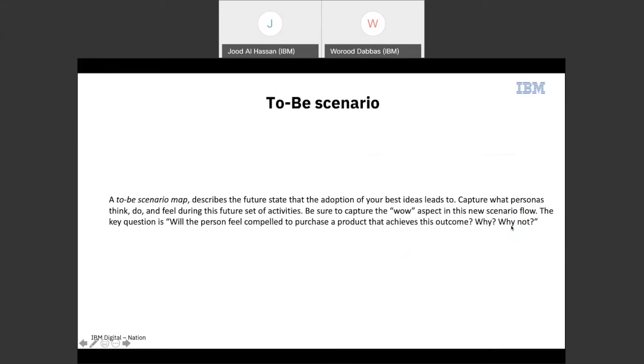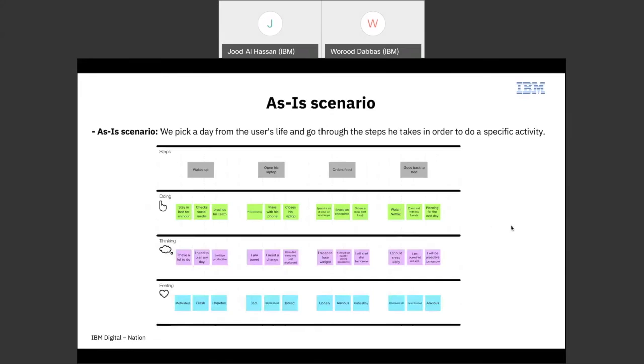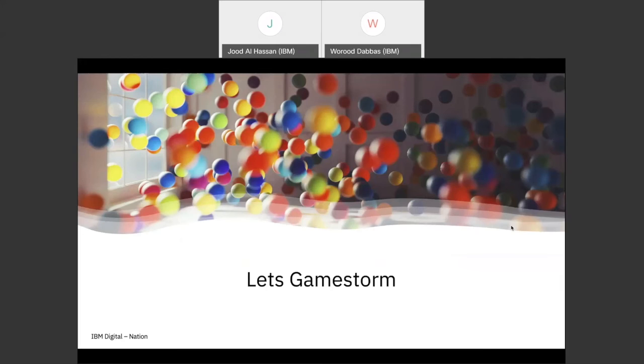Now, I just want to briefly tell you what the other techniques are that you should focus on. It's basically after you do the persona, empathy map, as-is scenario and the ideation, and you come up with the idea, you do the to-be scenario. What does that mean? The to-be scenario is basically you put the idea that you came up with in the life, just like what we have here, but with the idea. So you see how the idea improved the day of Yasser's activity or something.